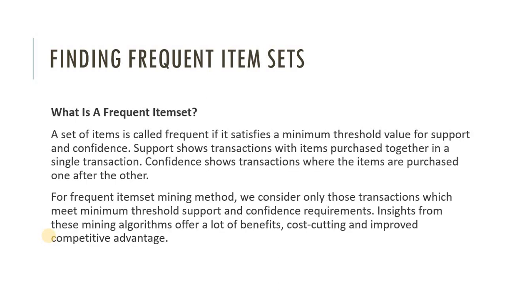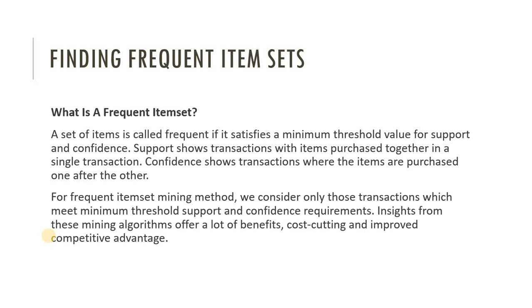Now next, what is a frequent item set? As I already said, a set of items is called a frequent item set if it satisfies a minimum threshold value for support and confidence. Here there are 2 measures, support and confidence. They are used to evaluate the model. Support shows transactions with items purchased together in a single transaction, and confidence shows transactions where the items are purchased one after another. That is the meaning of support and confidence.